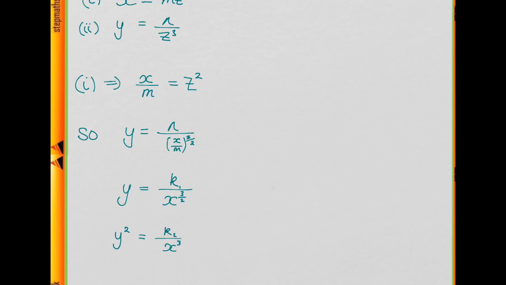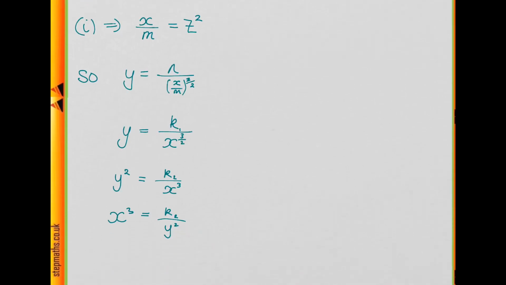And so we can square the whole thing to get that y squared is equal to k2, which is a different constant. Again, we don't really care about the constant, divided by x cubed. And so we find that y squared is inversely proportional to x cubed. So x cubed is inversely proportional to y squared, and our answer is D.